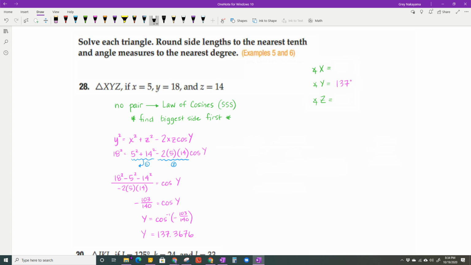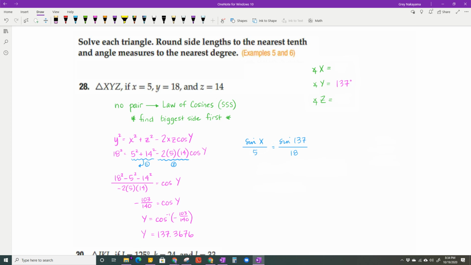Okay. Now, at this point, I'm going to use the law of sines. And I'm using the law of sines, and I'm looking for an angle, so I'm going to put the angle on top. What do I know? I know the sine of 137 over what's opposite 137, which was 18. And what am I going for? It doesn't matter. I'm going to say the sine of x is over x, which is 5.